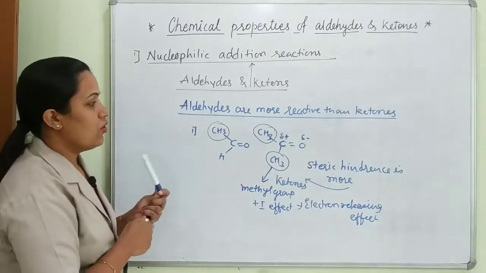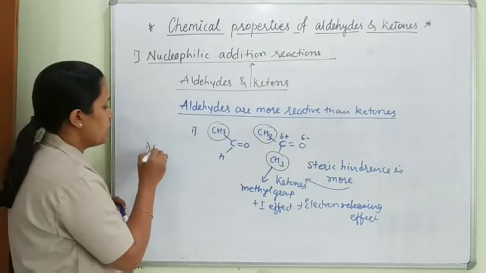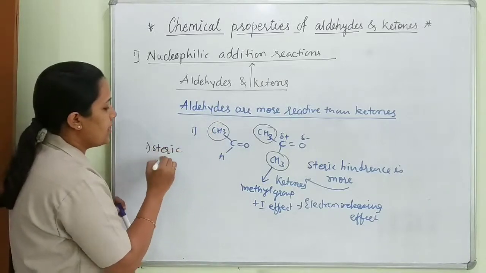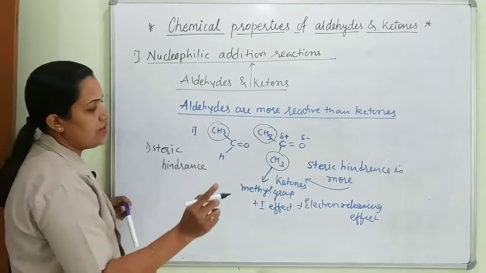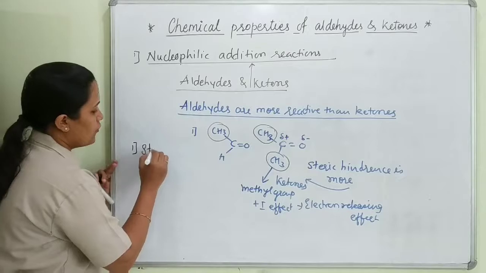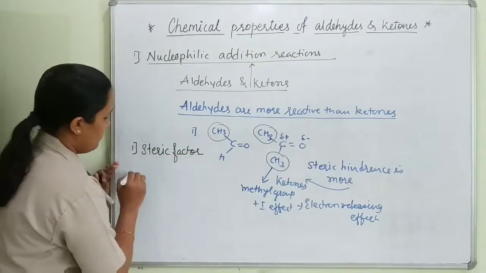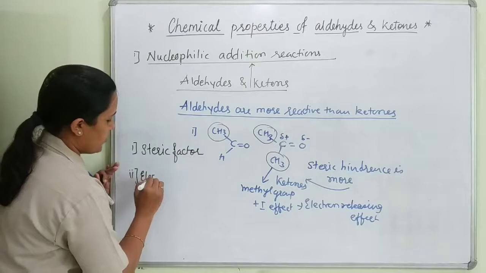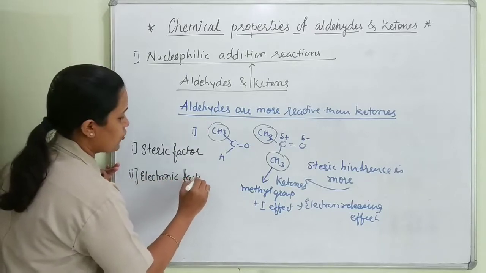So what concept have we studied here? Why are aldehydes more reactive than ketones? The first one is due to steric hindrance. And how can we explain this? We will say that ketones are less reactive due to the steric factor, as well as another one, the electronic factor. Now let's see what this steric factor and electronic factor are.